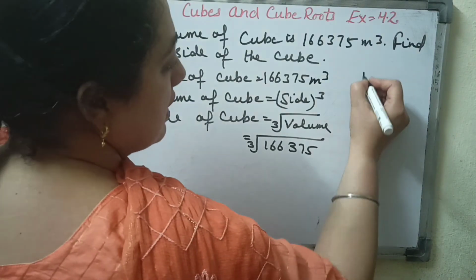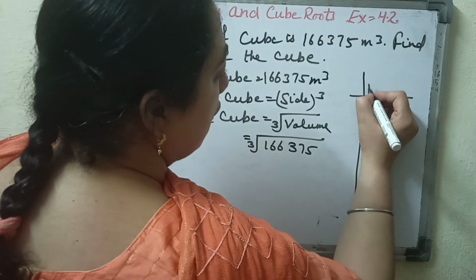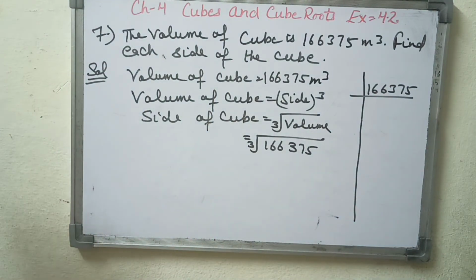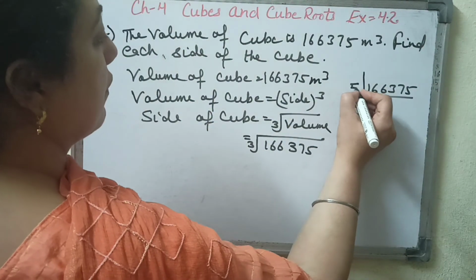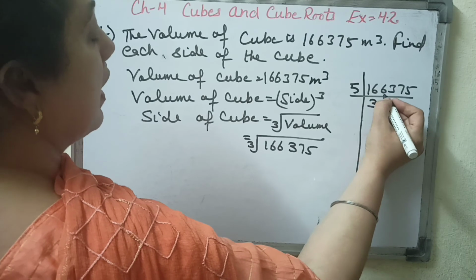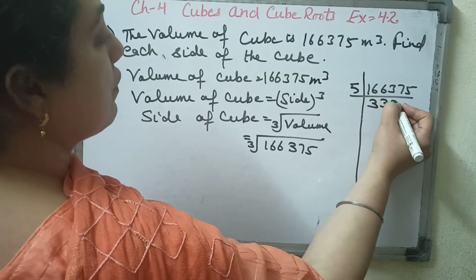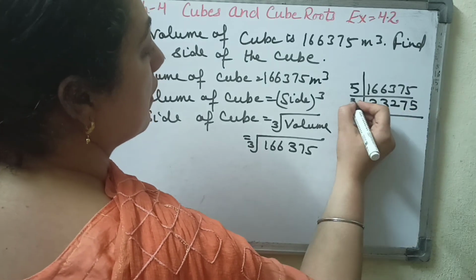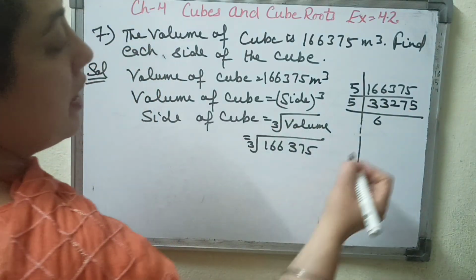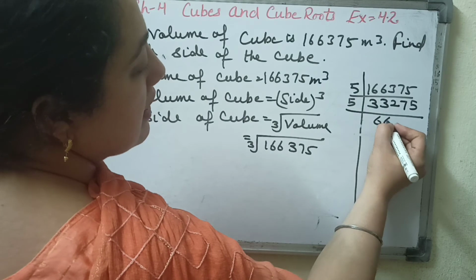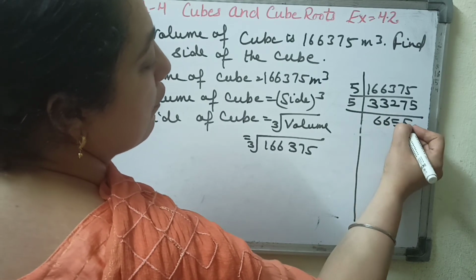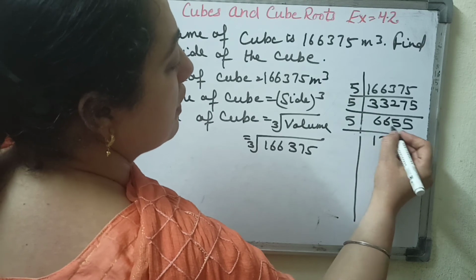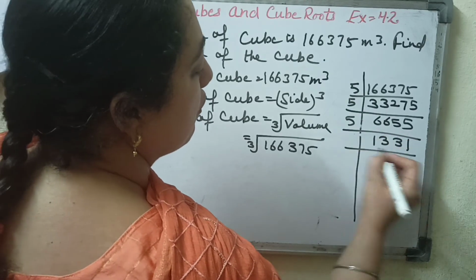That is, simply we have to find the cube root of 166375. For this, I have to find its factors. Now, 166375 is divisible by 5. 5 threes are 15. Again 5 threes are 15. 5 twos are 10. 5 sevens are 35. 5 fives are 25. 5 sixes are 30. 5 fives are 25. 5 ones are 5. 5 threes are 15. 5 ones are 5.